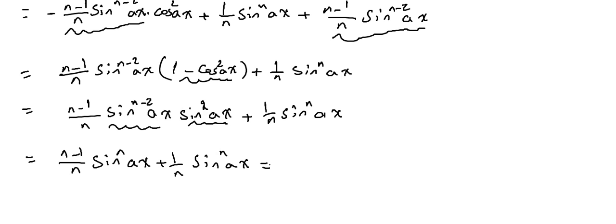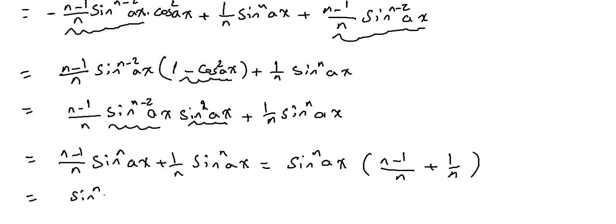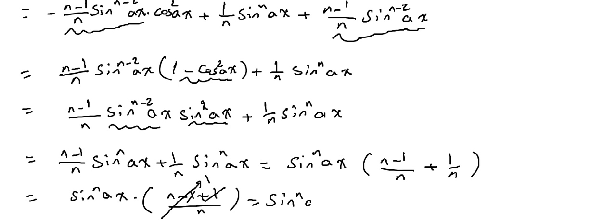Now we have another common factor, which is sine to the power n ax multiplied with n minus 1 over n plus 1 over n, right? Which is common denominator n. So it's sine to the power n ax multiplied with n minus 1 plus 1 over n. Minus 1 plus 1 is 0. What is left is n over n. And n over n is 1. 1 multiplied with sine power n ax, it's sine power n ax.